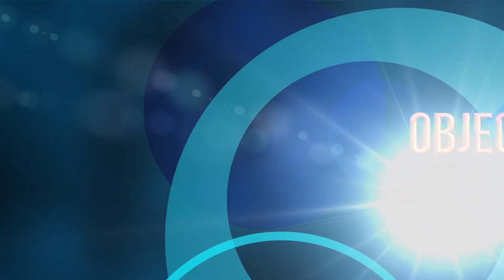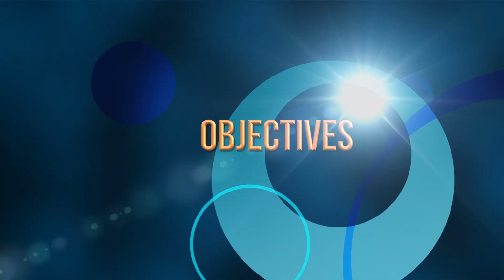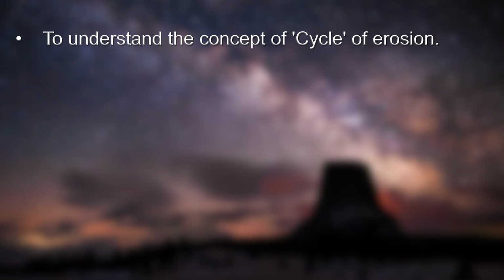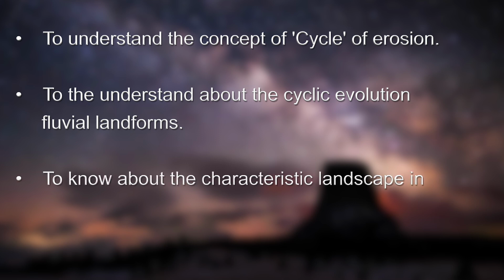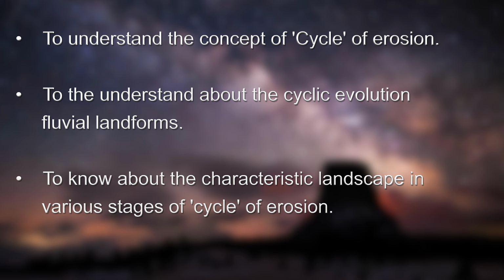We have already studied various landforms produced by the action of running water or river. In this session, we try to know about the cyclic evolution of river or fluvial landforms. The basic objectives are to understand the concept of cycle of erosion, to understand the cyclic evolution of fluvial landforms, and to know about the characteristic landscape in various stages of the cycle of erosion.